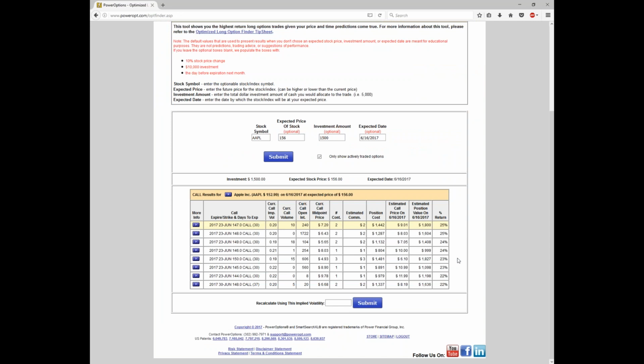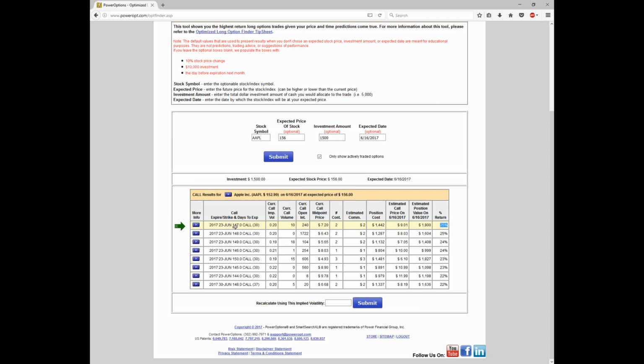In that brief instant, what this tool did is it went out and looked at every available option on Apple. It grabbed the current option price for every single call option, because we put that the stock was moving up from its current value, and it calculated how much we could buy based on our investment amount and what that option would theoretically be worth if the stock was trading at our target price on our target date, and it ranked the options based on highest percentage return.